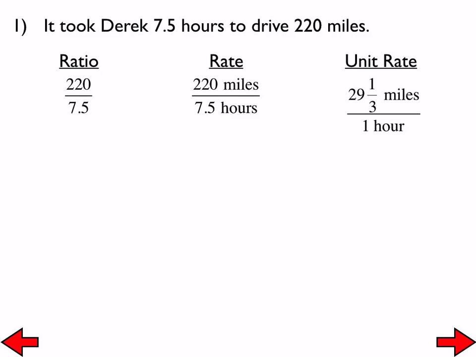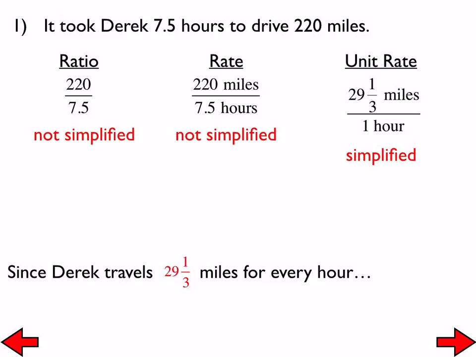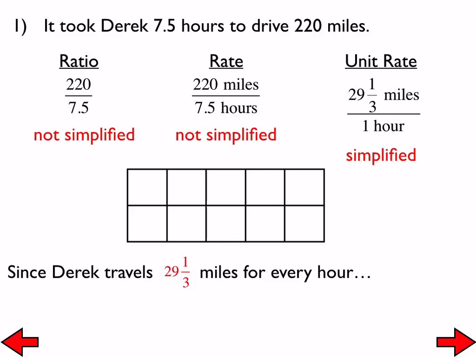Now, the unit rate is a very powerful thing because we can find lots of things from that unit rate, and that's the exact reason why we find it. Okay? Now, once again, I already kind of mentioned this, but the ratio there is not simplified, the rate is not simplified, but the unit rate is simplified. Okay? So now that we found the unit rate, we know that Derek travels 29 1/3 miles for every single hour. Each hour he travels another 29 1/3 miles.